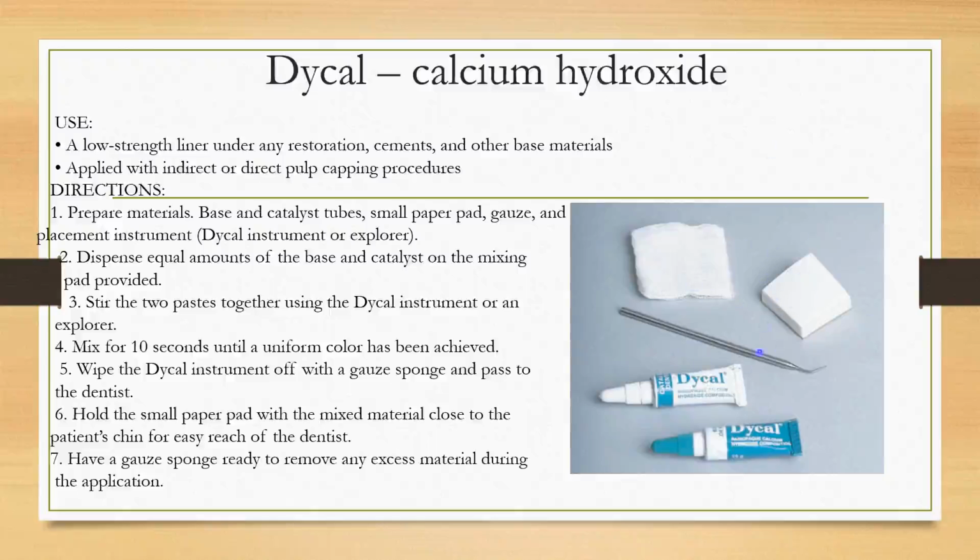This one sets very fast as compared to all the other materials that we've talked about. So you have to be sure that the dentist is ready for calcium hydroxide, and then you mix it very fast, and then you give it to the dentist as quickly as possible. You have to place it on the Dical applicator. This is the Dical applicator with the Dical instrument, or if you don't have one, you can just use an explorer after mixing the toothpaste, and then you give it to the dentist.